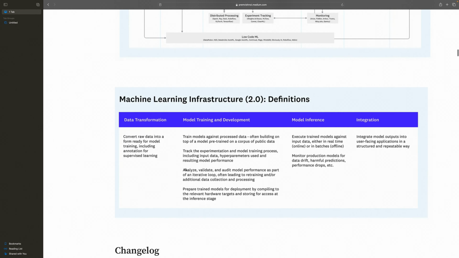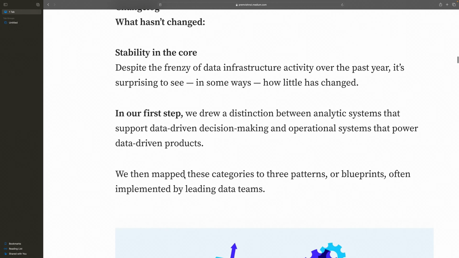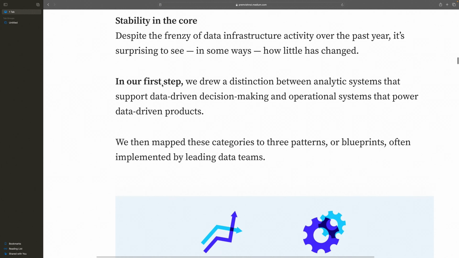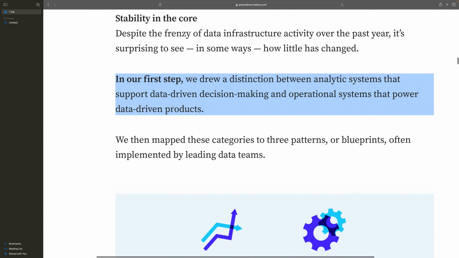So now we are talking about the core concept, the stability in the core. Despite all the frenzy in data infrastructure activity over the past year, it is surprising to see in some ways that the core has remained stable. In our first step, we draw a distinction between analytic systems that support data-driven decision making and operational systems that power data-driven products.